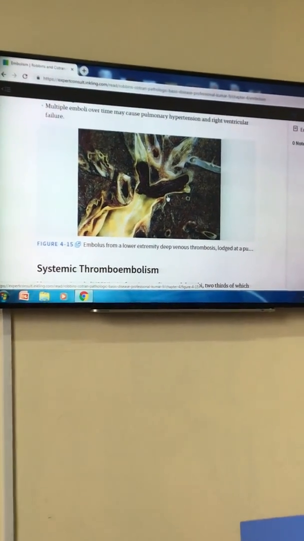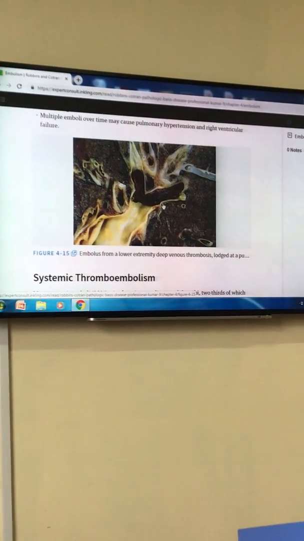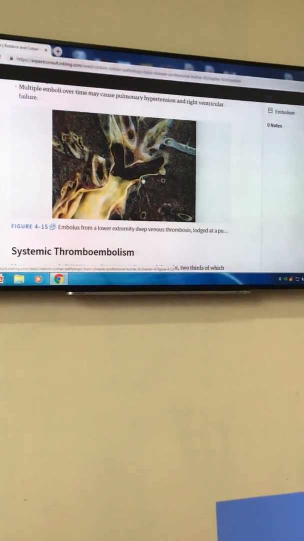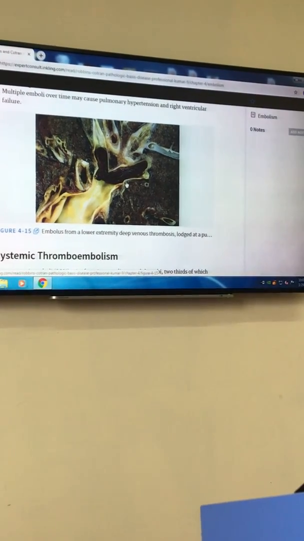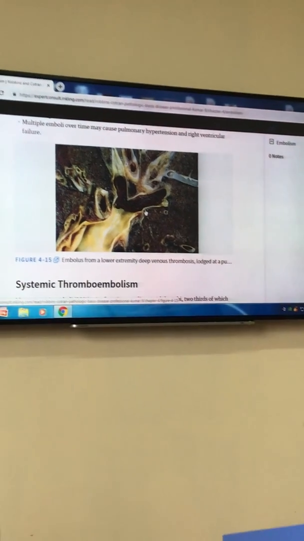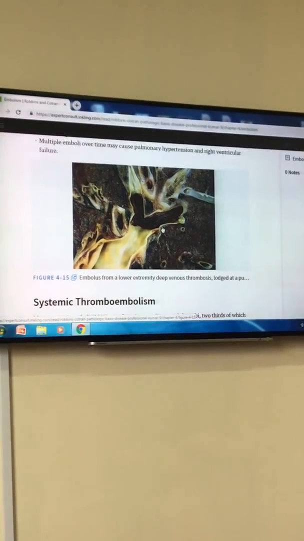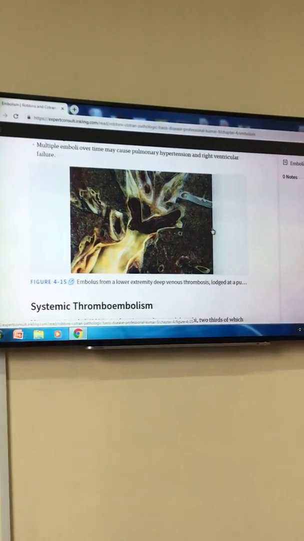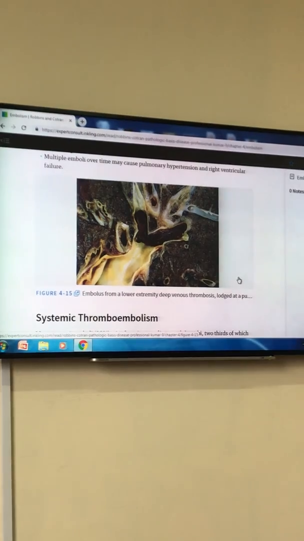So according to its size, it obstructs those vessels that are smaller than the size of the embolus. And so any tissue distal to this obstruction is prone to ischemia, hemorrhage, and infarction.